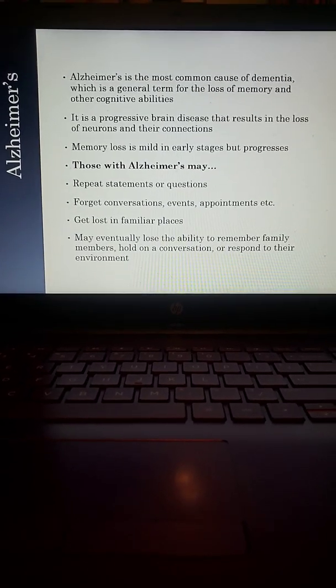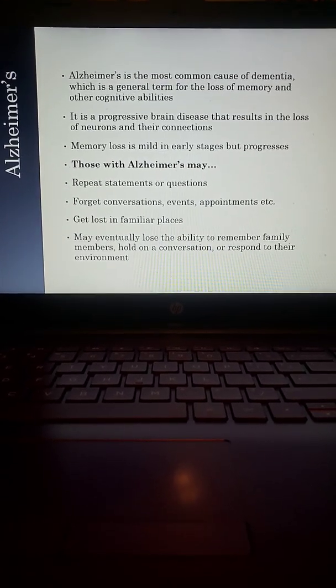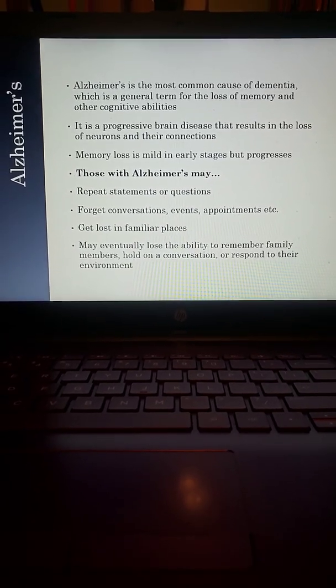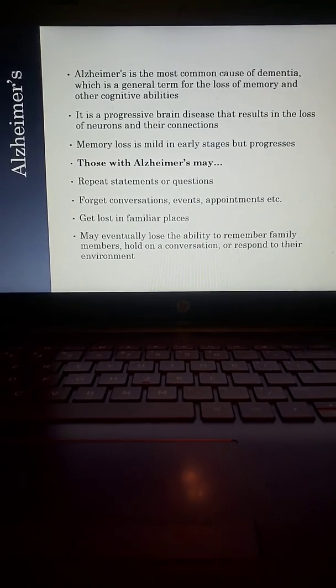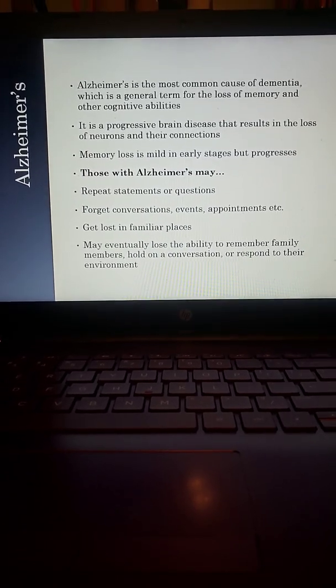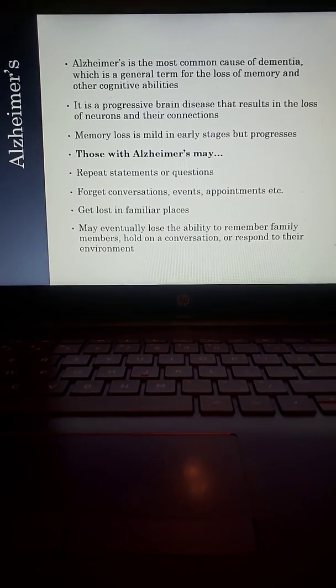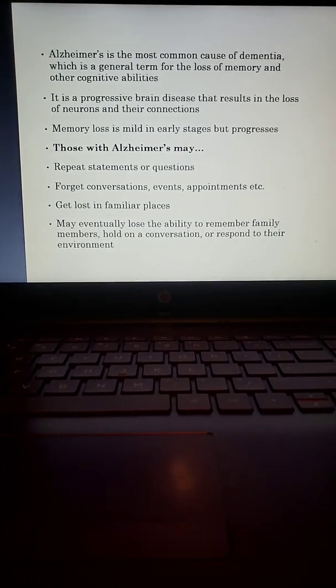Some symptoms of those with Alzheimer's are repeating questions or statements, forgetting important things such as conversations, events, or appointments, getting lost in familiar places, and when the symptoms become very severe, they may lose the ability to remember their family members, hold a conversation, or respond to their environment.